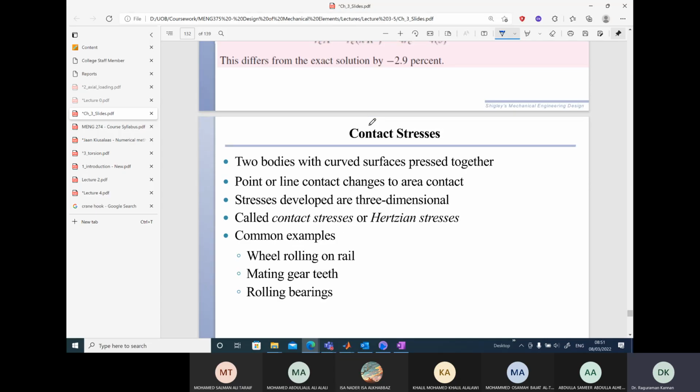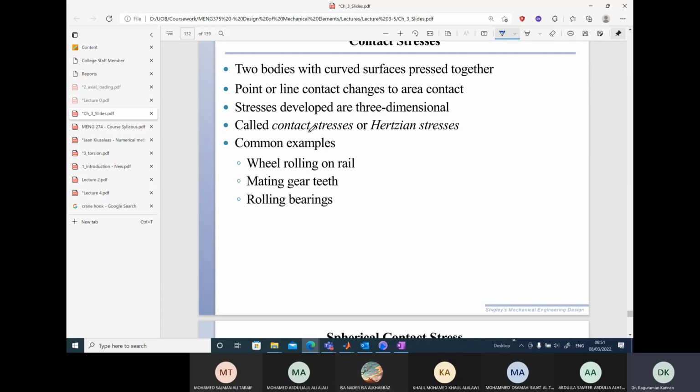Finally, we have the formula for contact stresses. What are contact stresses? When two different objects roll with respect to each other or slide with respect to each other, then we have the contact stresses, and such problems are called contact stress problems. They are also called Hertzian stress. Examples: when you have a metal wheel rolling on a rail in your trains on a railroad, this is a contact problem. When two gears or gear teeth touch each other, move with or roll with respect to each other, again you have a contact problem. Rolling bearings.